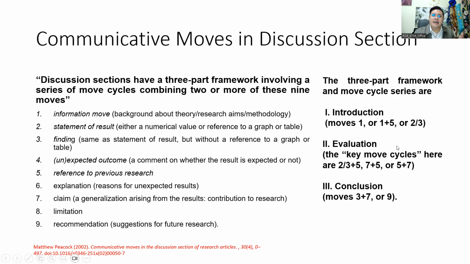The second level is the evaluation, wherein the key move cycles here are 2, statement of the results or the finding, or 3, added with the reference to previous research. It can be 7 plus 5, or claim and the reference to previous research, or vice versa, 5 to 7. So that is the evaluation cycle.